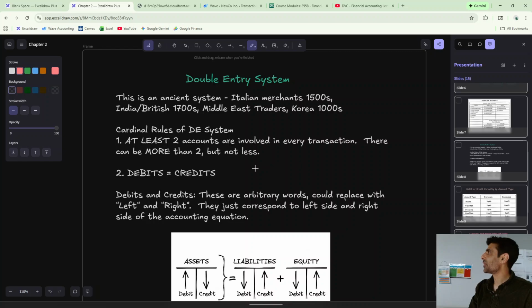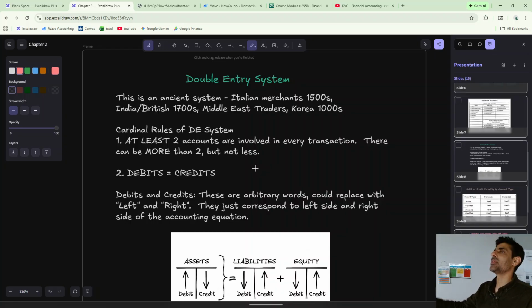Okay, there are these cardinal rules that you have to keep in mind at all times. You'll eventually take it for granted, but I think it's really important to make explicitly clear what these cardinal rules are. Number one, in every transaction, there are at least two accounts involved. There can be more than two accounts, but there's never less than two. This is why it's called double entry. Every transaction has at least two accounts.